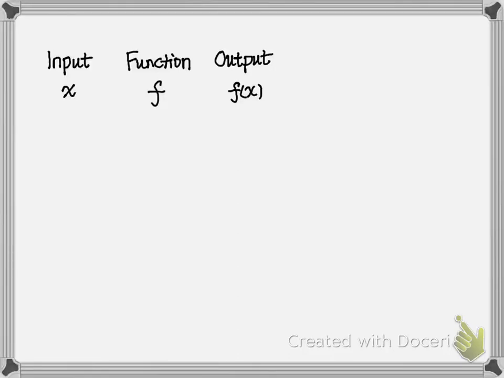A function f consists of a set of inputs x, a set of outputs, we usually call it y, and a rule for assigning each input to exactly one output. So this function f of x equals x squared is just a rule. It tells us whatever number you put in, the output is the square of that number.